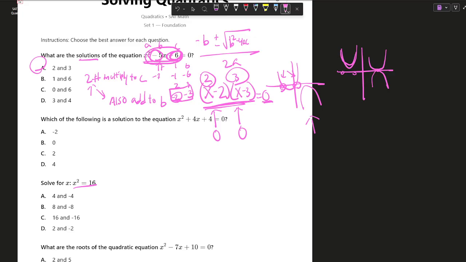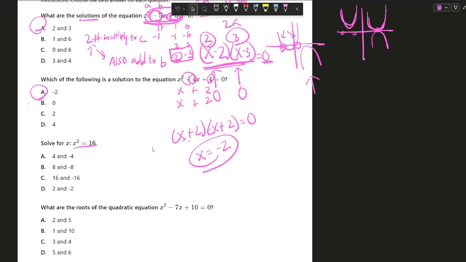Let's do the second one real quick. So multiply to 4, add to 4. So that's going to be just 2 and 2, right? 4 and 1 wouldn't work because that adds to 5. The minuses won't work because I have a plus in the middle. So (x plus 2)(x plus 2) equals 0. Now these two are the same though. So the only solution here is minus 2. There's only one solution. So this is what it would look like when there's only one solution. It just touches it once. So the answer is minus 2.